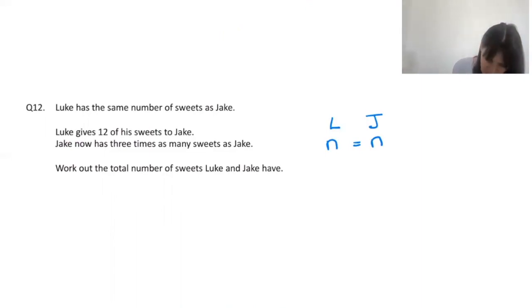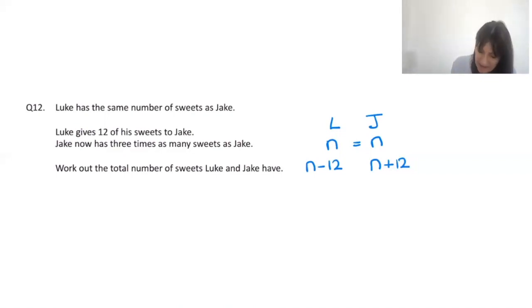It would mean that Luke has now got n minus 12. He's got 12 less from the original number. And Jake has got 12 more. It then says that Jake has 3 times as many sweets.